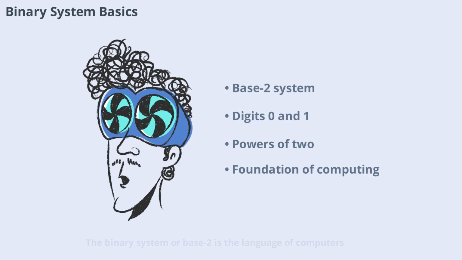The binary system, or base 2, is the language of computers. It uses only 2 digits, 0 and 1. Each position in a binary number represents a power of 2. For instance, the binary number 1011 equals 1 times 8 plus 0 times 4 plus 1 times 2 plus 1 times 1, which is 11 in decimal. Computers use binary because electronic circuits have two states, on and off, making binary a natural fit for digital technology. Mastering binary is essential for understanding how computers store and process information.